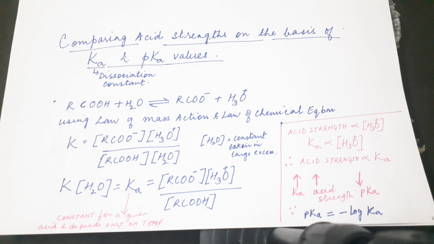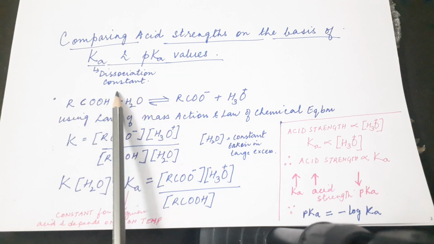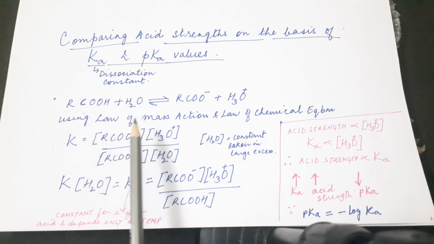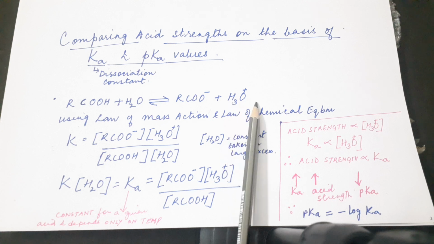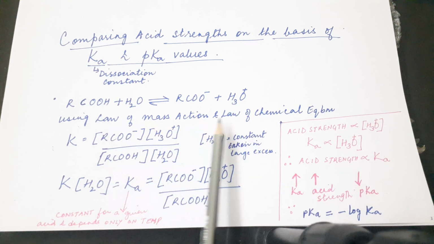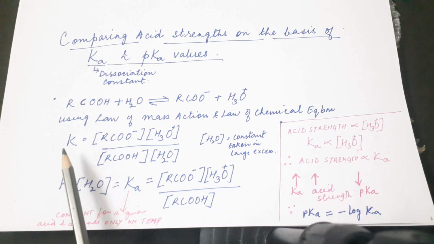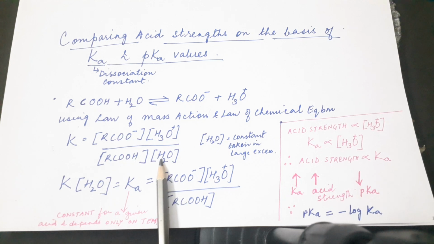Now let us see how we could compare the acidic strengths of different acids on the basis of Ka or pKa values. What is Ka? Dissociation constant for the acid. So I have here acid in aqueous medium giving carboxylate anion in aqueous medium and hydronium ion. Using the law of mass action and law of chemical equilibrium, we know the equilibrium constant or dissociation constant in this case is product concentrations upon reactant concentrations.